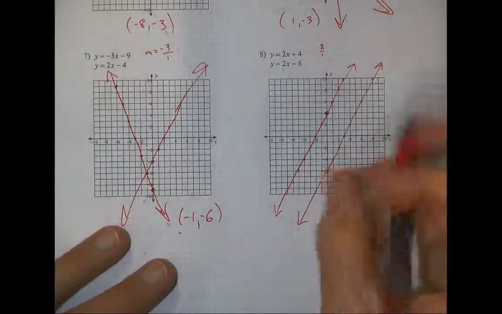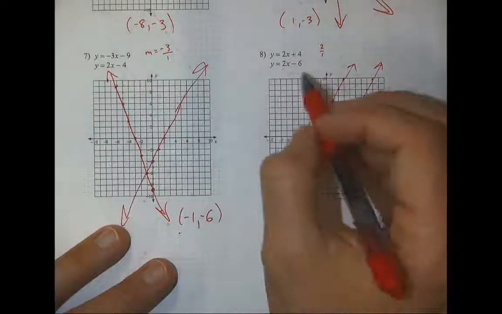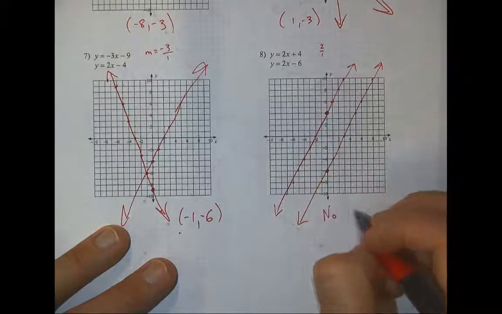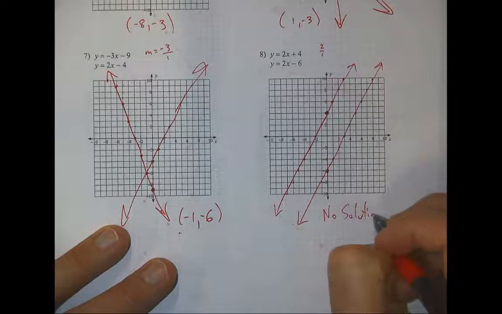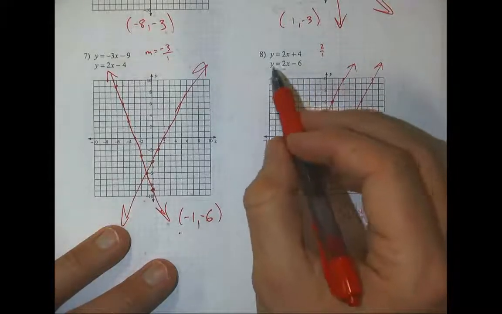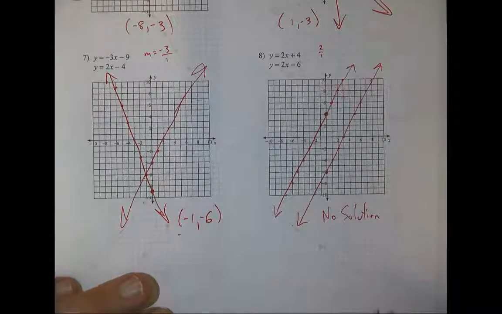And so because they have the same slope, they're increasing at the same rate. They are never going to cross here, and so there's no solution. And again, what that means is there's no x and y value that I can plug in for both and make them both true at the same time.